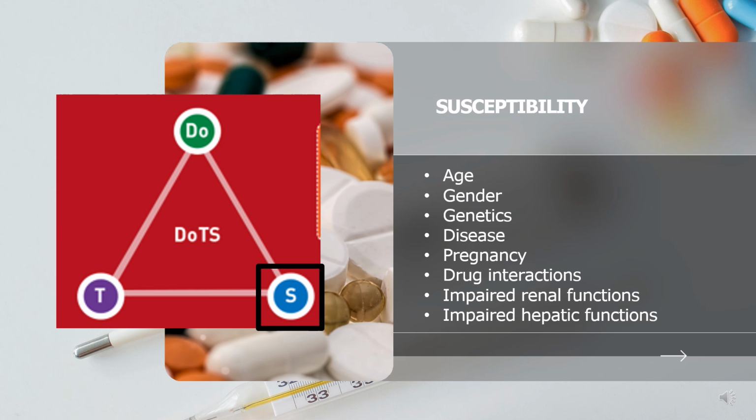The last letter in the DoTS system, S, is susceptibility. So when we talk about raised susceptibility, it can be present in some individuals, but not others. And increased susceptibility is associated with factors such as age, gender, genetics, disease, pregnancy, drug interactions, impaired renal function, and also hepatic function.